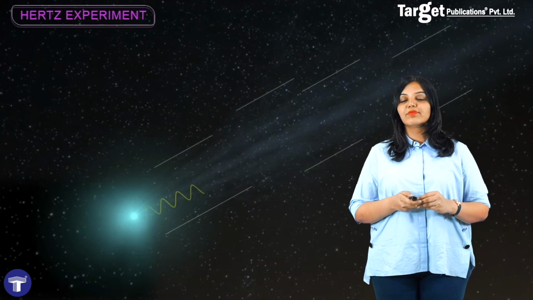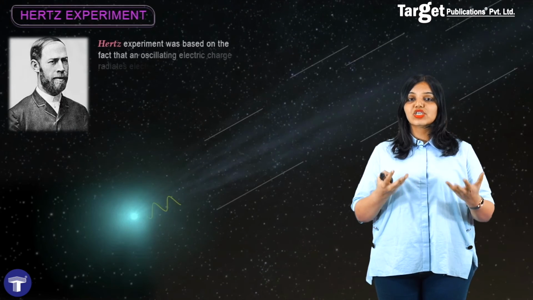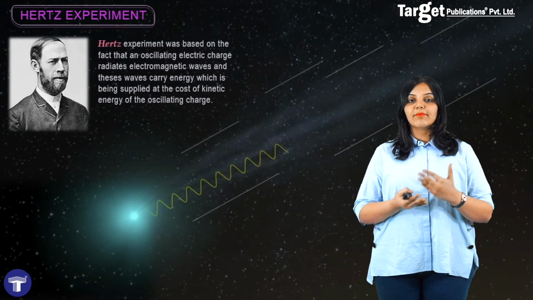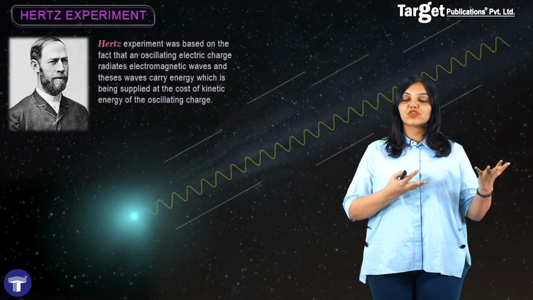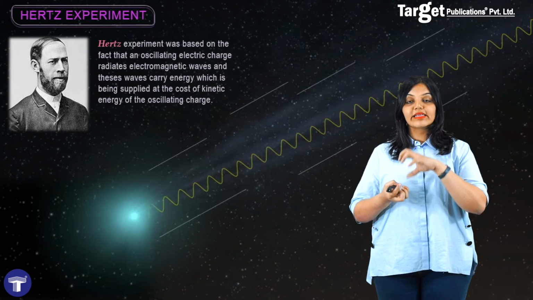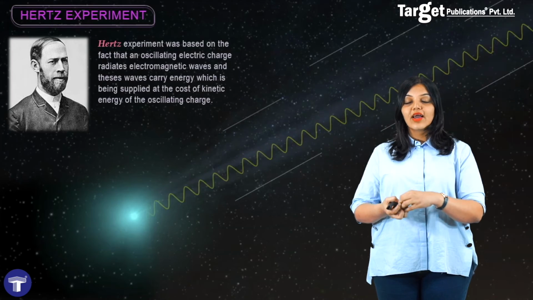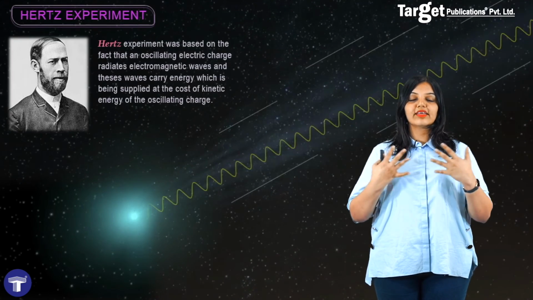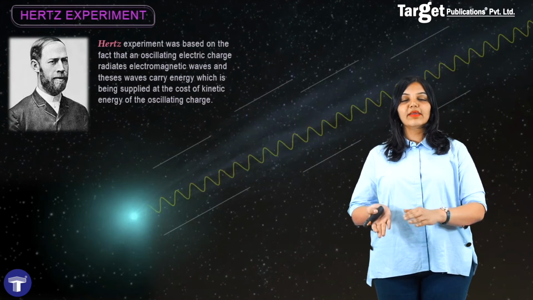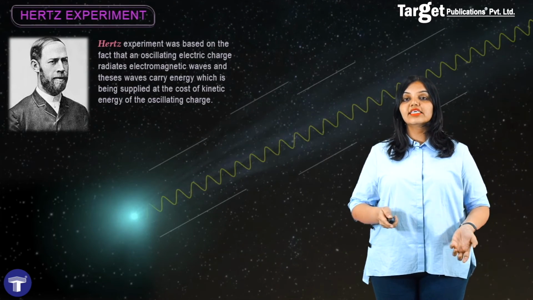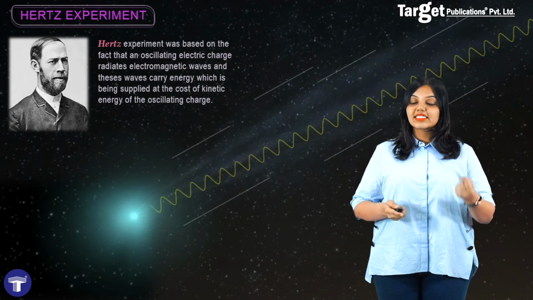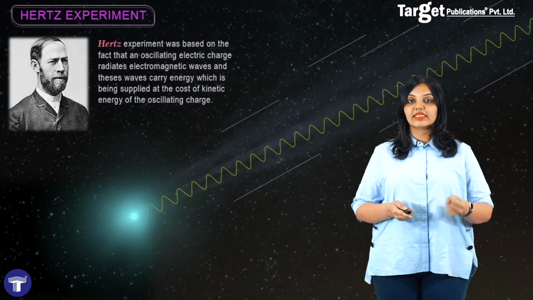Hertz's experiment was based on the idea that an electric charge, when it is oscillating, has some kinetic energy. And because it is oscillating, it is radiating an electromagnetic wave. And this electromagnetic wave is also carrying energy. Where is the energy of this electromagnetic wave even coming from? It is coming from the kinetic energy of the oscillating charge. Using this idea, he performed his experiment and successfully proved the existence of electromagnetic waves.